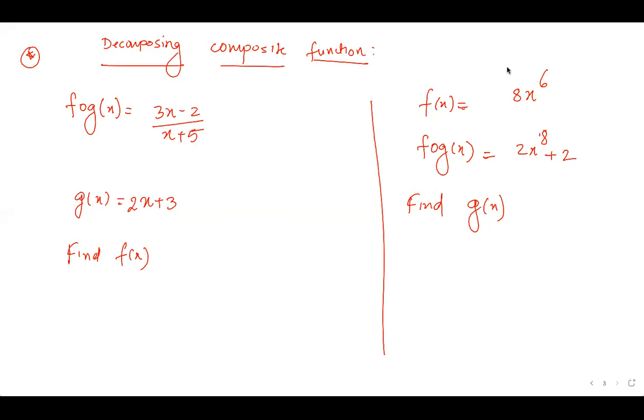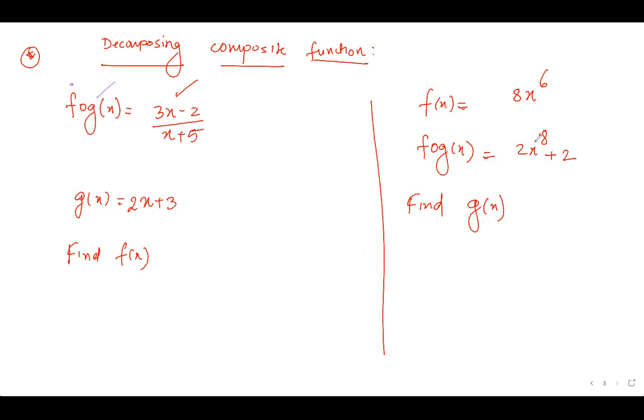So now this is a typical kind of question where we have been given a composite function already, and one of the functions is given. For example, f of g of x is given as (3x minus 2) over (x plus 5), and g of x is 2x plus 3. And what I have to do is find out f of x. So in short, sometimes you're given the right hand side, and then you're given one of the functions on the left hand side. Let's say I have given you g of x here.